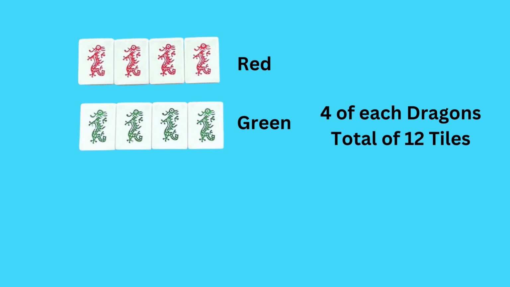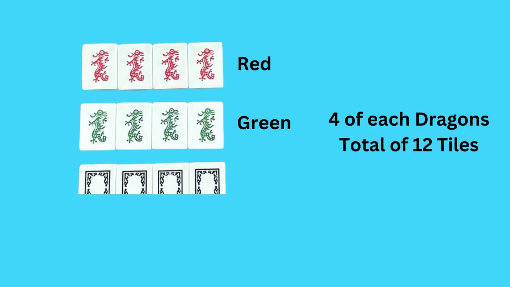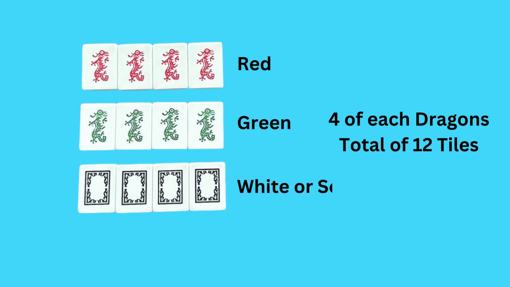Then we have our green dragons, and yes, these are green in color, and they look very much like a dragon. I do want to mention that the red and green dragons don't always look like dragons in every Mahjong set. In some sets, these red and green dragons look like Chinese characters. The significance of these characters or symbols is said to have significance in the Chinese culture.